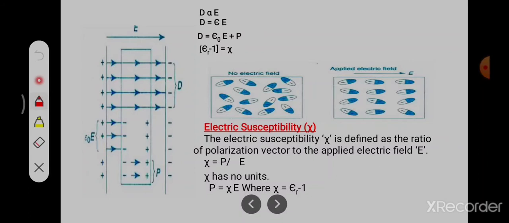Here, without an electric field, the dipoles are arranged in random directions. When we apply an electric field, the dipoles are arranged in a particular direction, that is the direction of the electric field. Electric susceptibility Xi is defined as the ratio of the polarization vector to the applied electric field, that is capital E. From this, Xi is equal to P divided by capital E, where P is equal to Xi into capital E. Xi is equal to epsilon r minus 1. Xi, that is susceptibility, has no units.